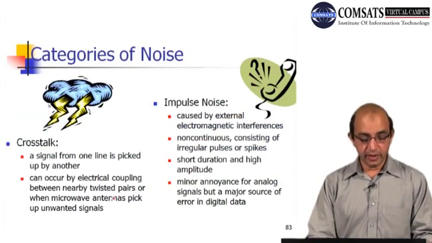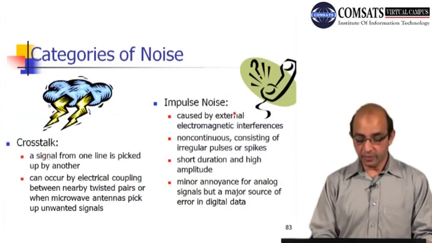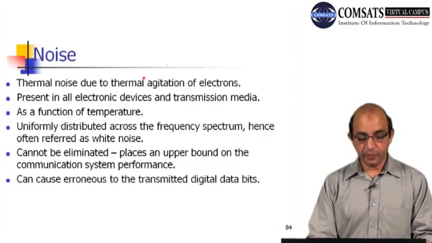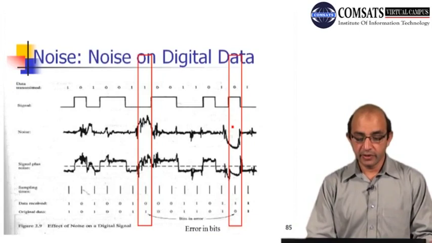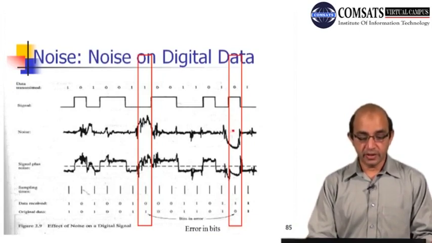Then crosstalk, and then we can also have impulse noise. Here we have mentioned thermal noise: thermal agitation of electrons present in all electronic devices as a function of temperature, uniformly distributed across the frequency spectrum. Here you can see the presence of noise in bits. This is data that is actually transmitted, or you can say signals, and data is represented by using digital waveforms.